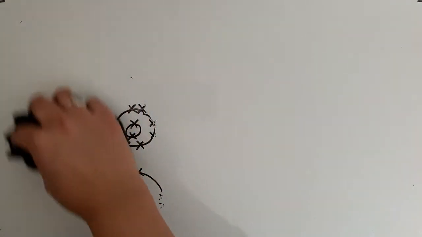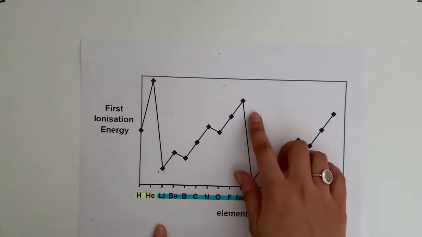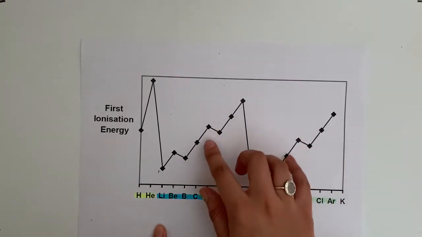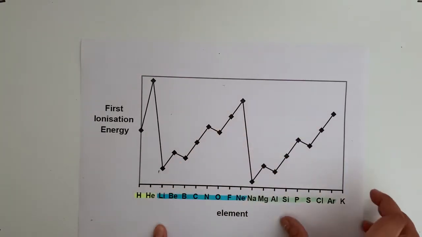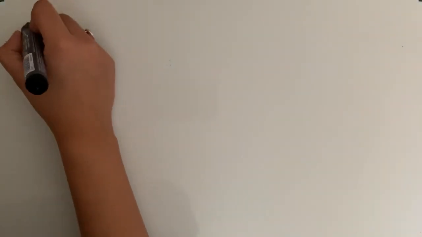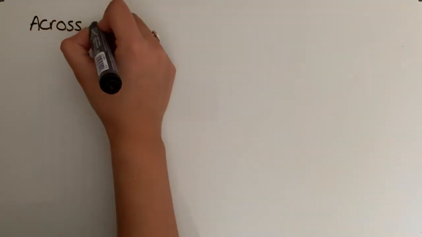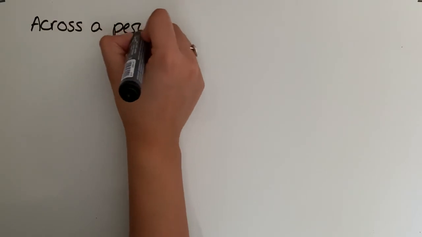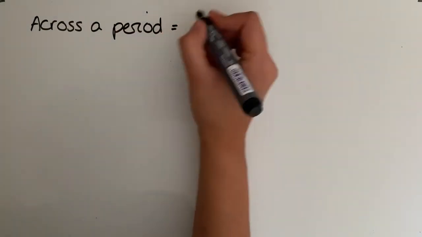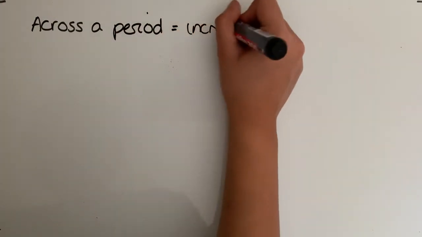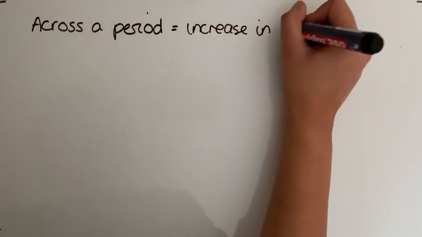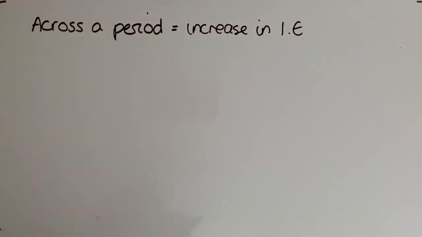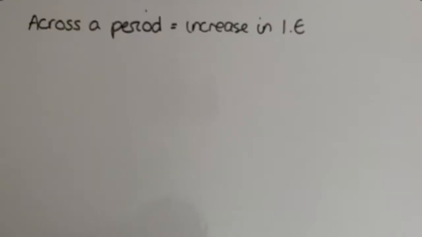If we now do the general trend across a period, if I just go back to this, we said that across a period you have a general increase. As I said, we're going to ignore these dips for now. But across a period, you have a general increase in ionization energy. Let's now explain that.